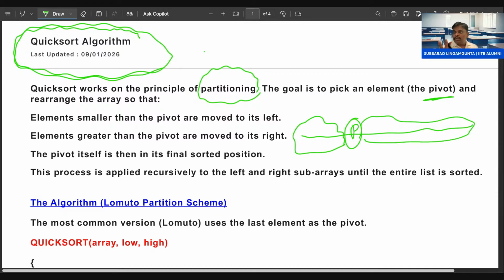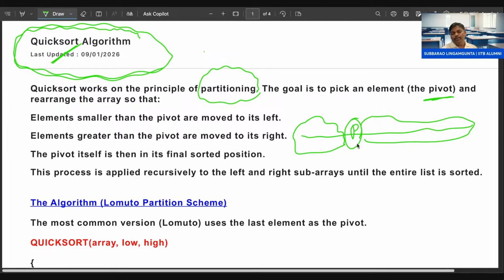I'm repeating the quicksort algorithm clearly. What is the quicksort algorithm? Everyone knows it is a sorting algorithm, one of the sorting techniques. Okay, I'm happy with that. Next, how does it sort? It sorts based on the partitioning algorithm. You will do partitioning. How will you do partition?